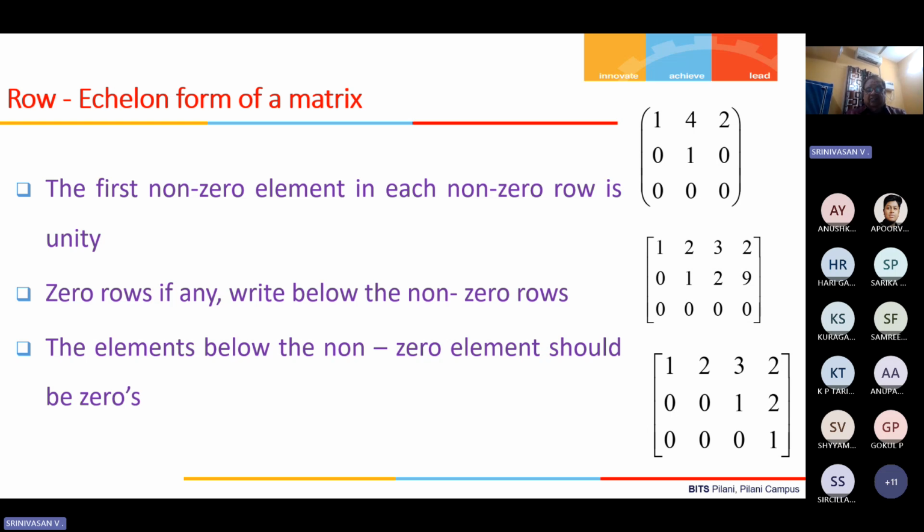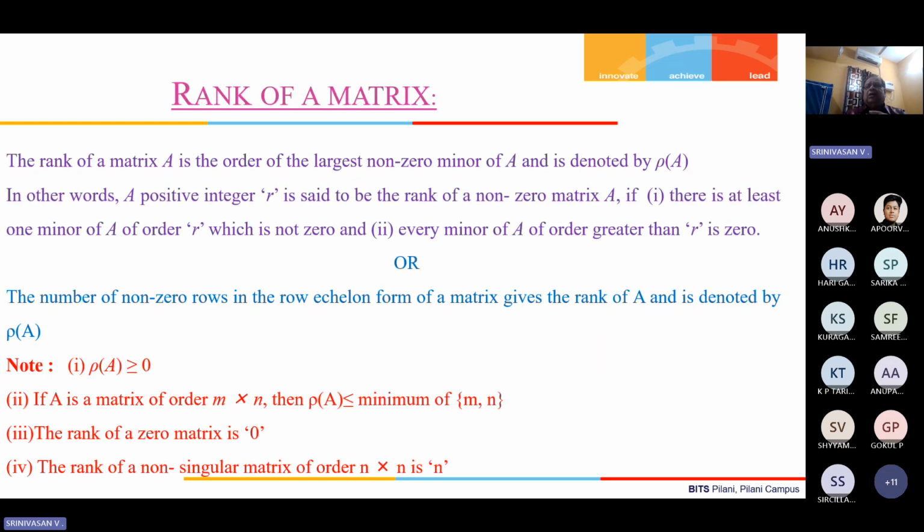You can check the same condition here. This is a non-zero row. The first non-zero element in each non-zero row is 1, right? So this is the first non-zero element, which is unity, in the second non-zero row. This is, of course, a zero row, no problem. Then the elements below the non-zero element should be zeros. The zero row must be below the non-zero rows. Anyway, in practice, we will only be reducing into row echelon form.